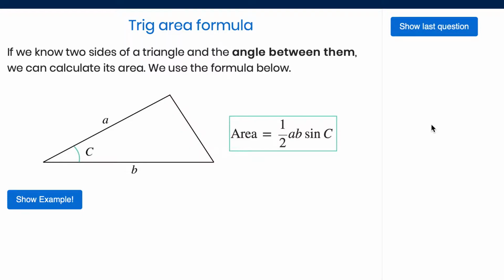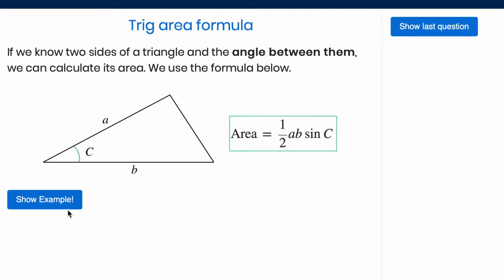In this video, we'll learn how to use trigonometry to find the area of a triangle. If we know two sides of a triangle and an angle between them, we can use the trig area formula. And the trig area formula is half AB sine C, where A and B are two sides of a triangle and C is the angle between them.